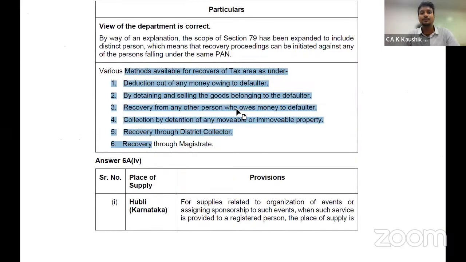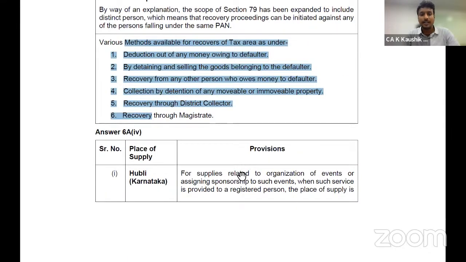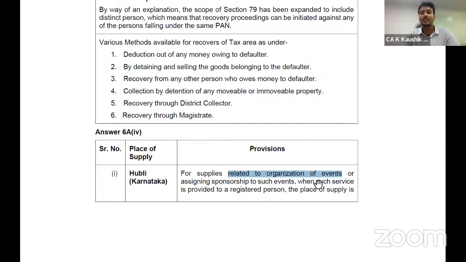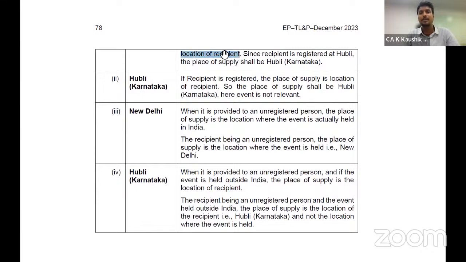For supplies related to organization of events, when such services are provided to a registered person, the place of supply shall be the location of the recipient. Since the recipient is registered at Hubli, the place of supply shall be Karnataka.